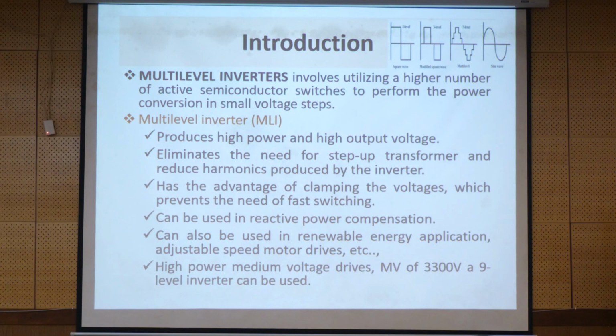3 level means 0, plus VDC and minus VDC, and here I have shown 7 level; the n level I have not represented. In 7 level we are going to have 0, plus VDC, plus 2 VDC, plus 3 VDC, and minus VDC, minus 2 VDC, minus 3 VDC. It will be like that.